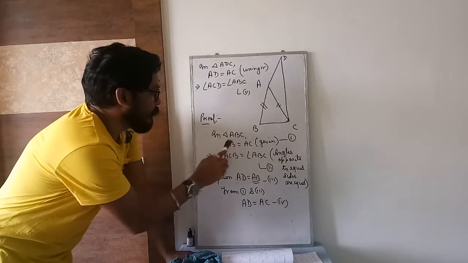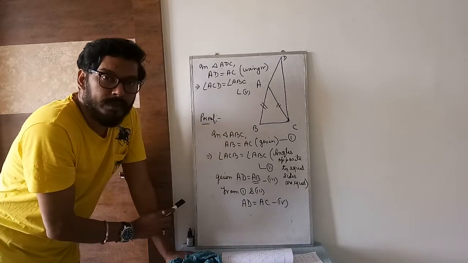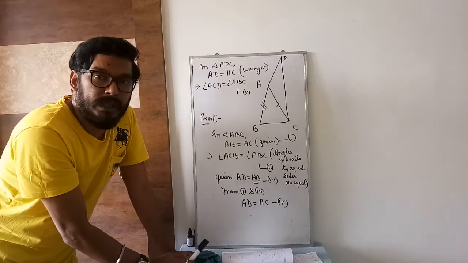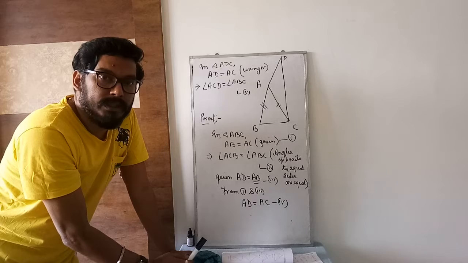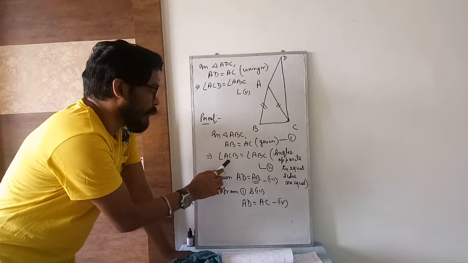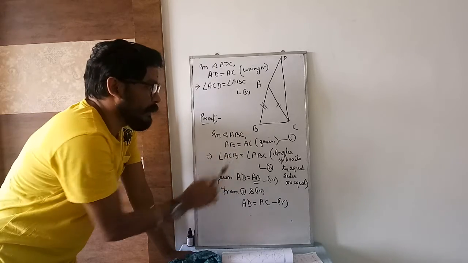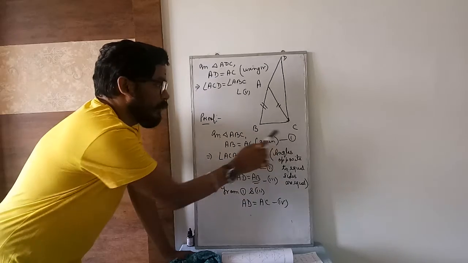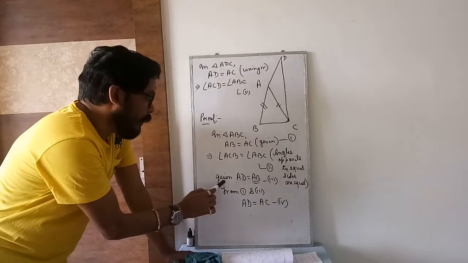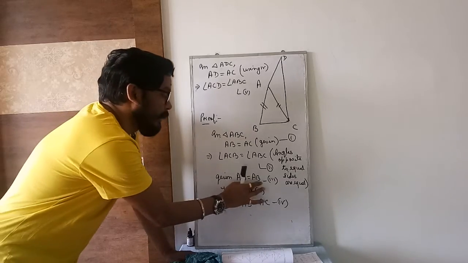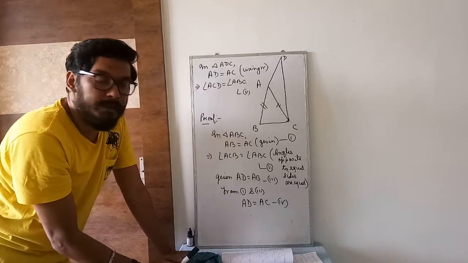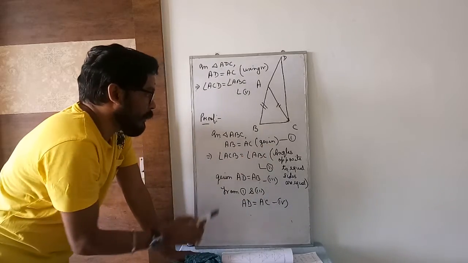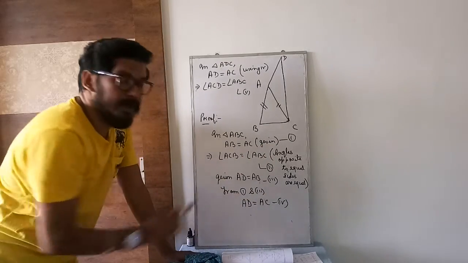So in triangle ABC, AB equal to AC, it is given in the question. If two sides are equal, the angles opposite to the equal sides are equal. So AB opposite angle is ACB, AC opposite angle is ABC. Call this equation 2, previous is equation 1. In the question given AD equal to AB, equation 3. Comparing 1 and 3, you can easily write AD equal to AC.